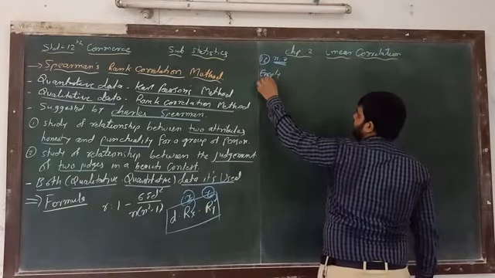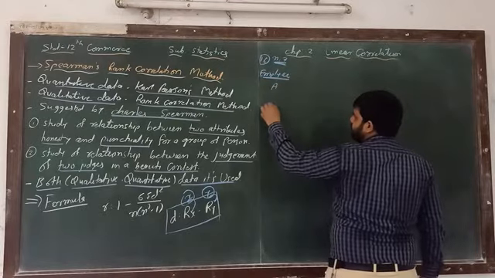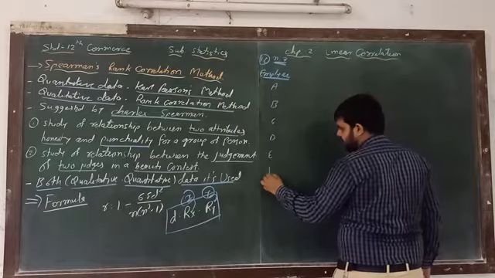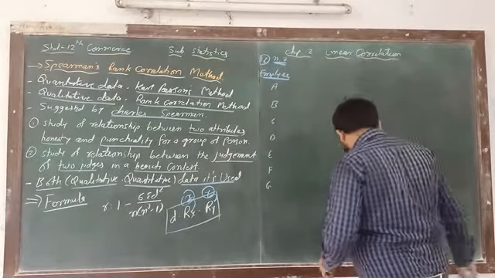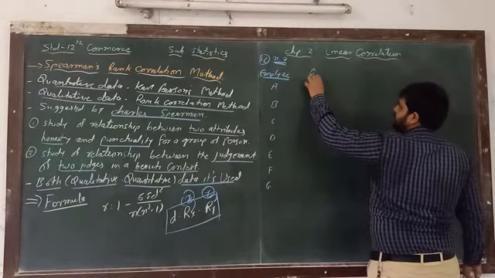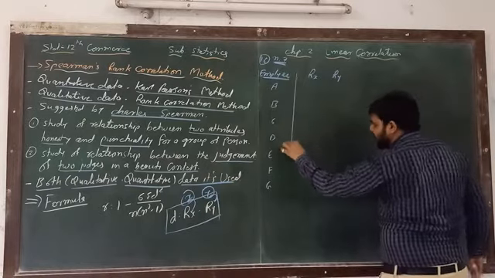So here we write employees A, B, C, D, E, F, G. There are 7 employees, so up to G. Thereafter, first is Rx, second is Ry.